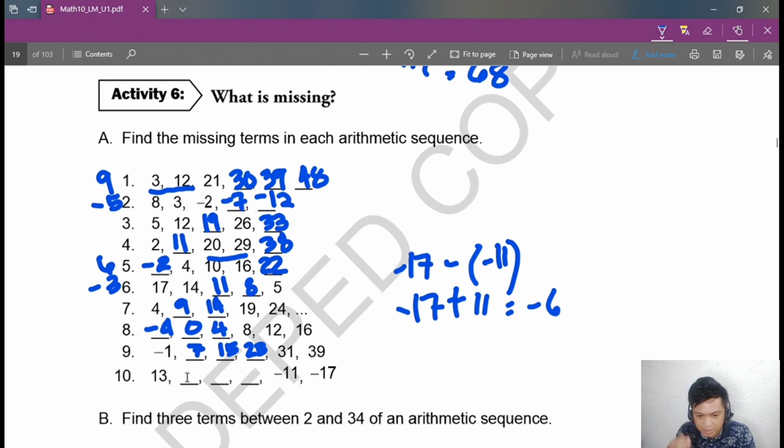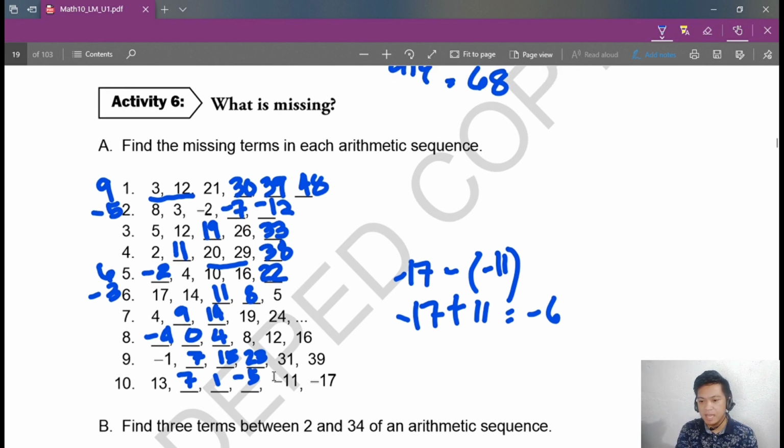So, negative 6 yung i-add natin dito. So, 13 plus negative 6 is negative 7. Negative 7 minus 6 is 1. 1 minus 6 is negative 5. Negative 5 minus 6 is negative 11. So, as simple as that.